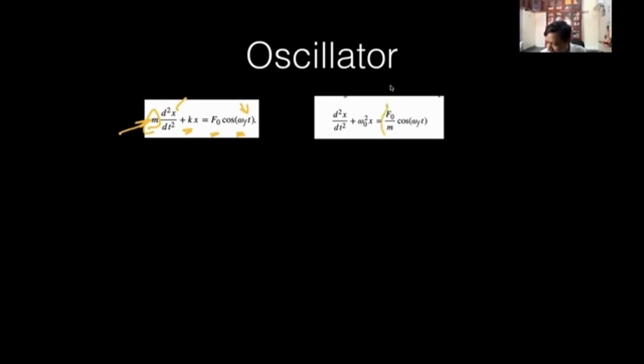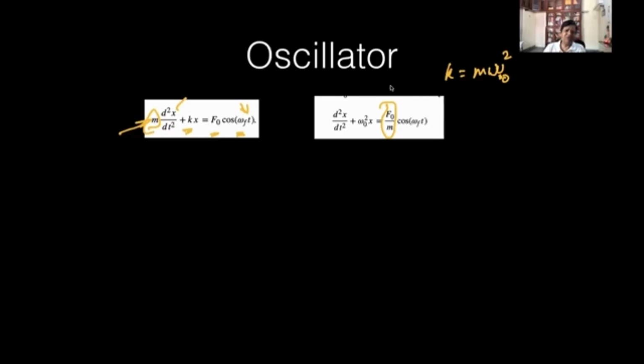So I can call f naught by m. I define k equal to m omega naught square. So m comes out on the left side, and I can send m to the right. So f naught by m is one single parameter. You don't vary f naught and m separately, but you say f naught by m is my normalized force, and in fact it is acceleration. F naught by m is the acceleration of the applied force. So that is a parameter, and I reduced from 4 to 3.